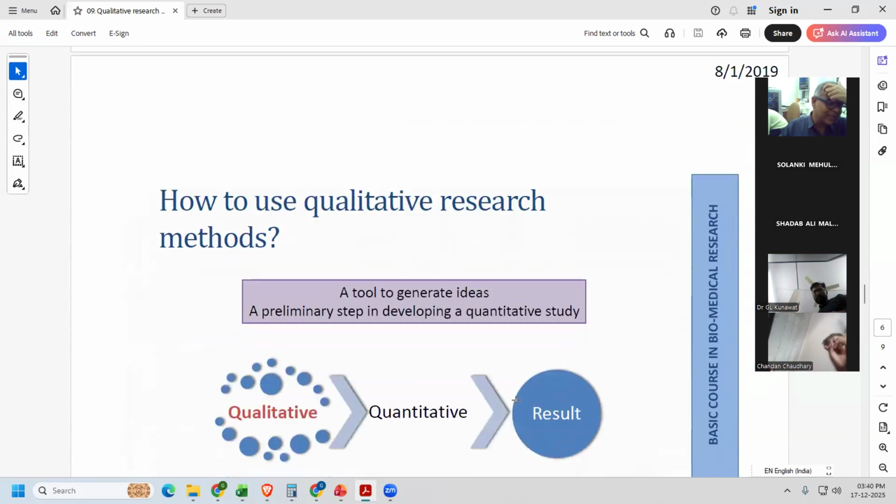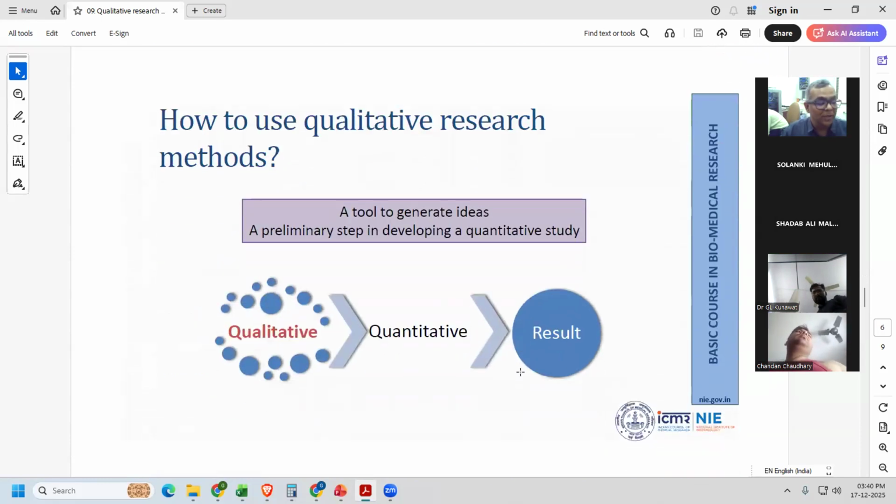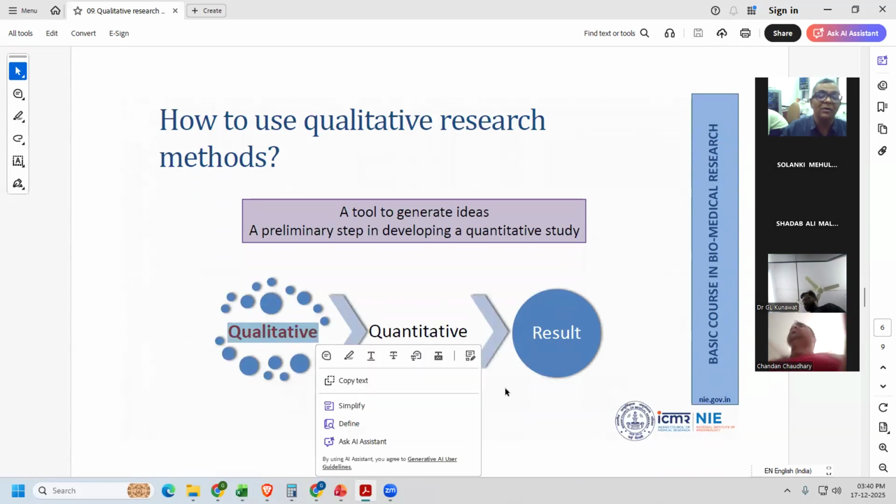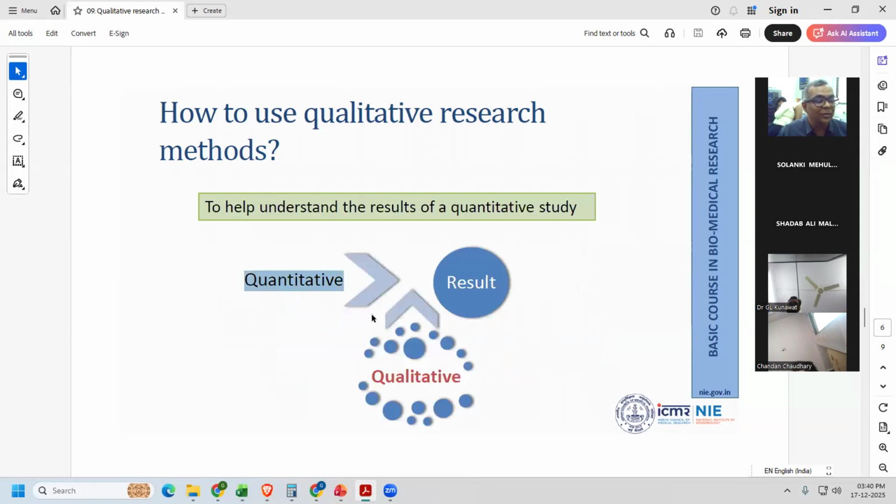Now, what are the different ways you can use this? Method number one: you have qualitative data available, and based on the qualitative interview you develop a survey form, for example on attitude and practice in biomedical waste disposal. Once you do the qualitative analysis, you come up with codes and themes. Based on that, you prepare a survey form, do the quantitative analysis, and then go for a result. In some places, you can combine both quantitative and qualitative, and ultimately you get the result.